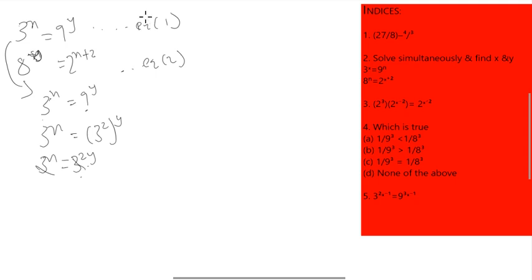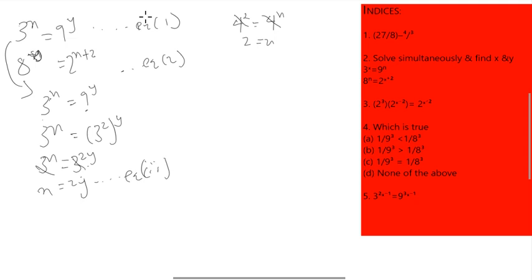It's the same thing when you have 4 raised to power 2 is equal to 4 raised to power x. Since the base is the same, you cancel out, and 2 is equal to x. It's that simple. So for here now, we have x is equal to 2y. This is equation 3. We will need it to solve the question.